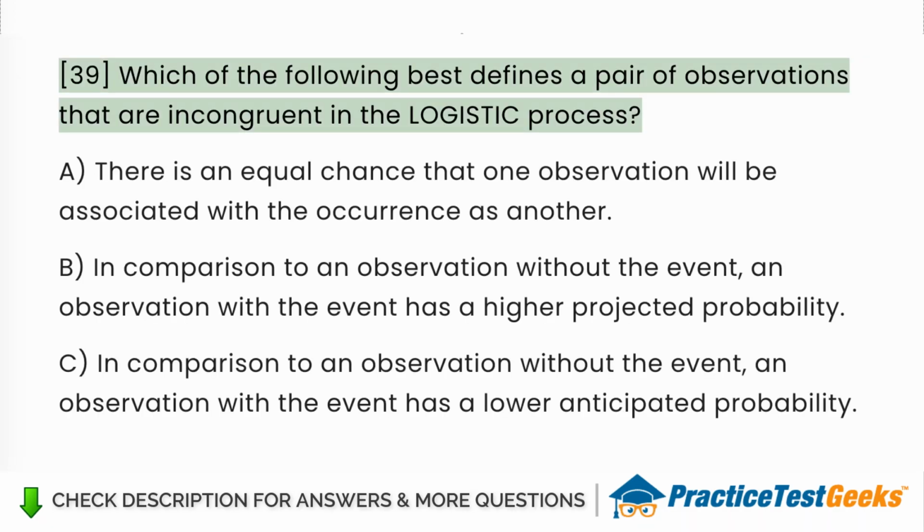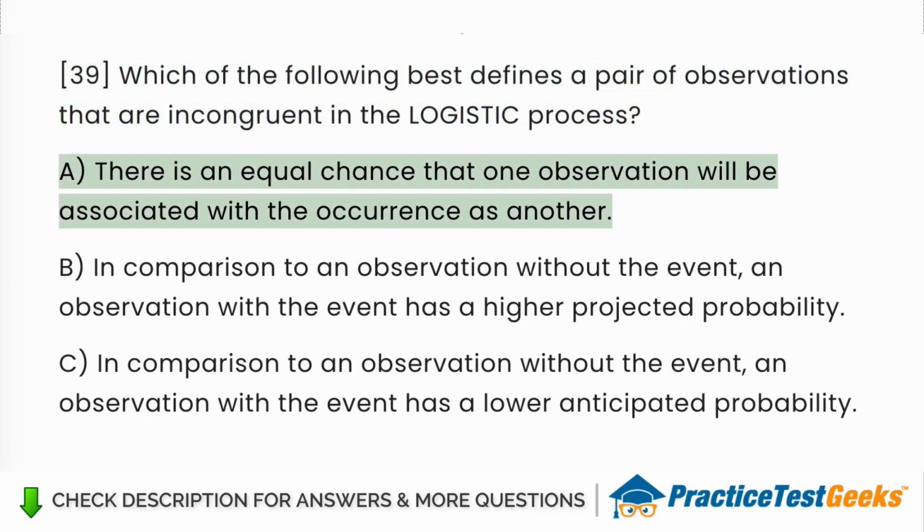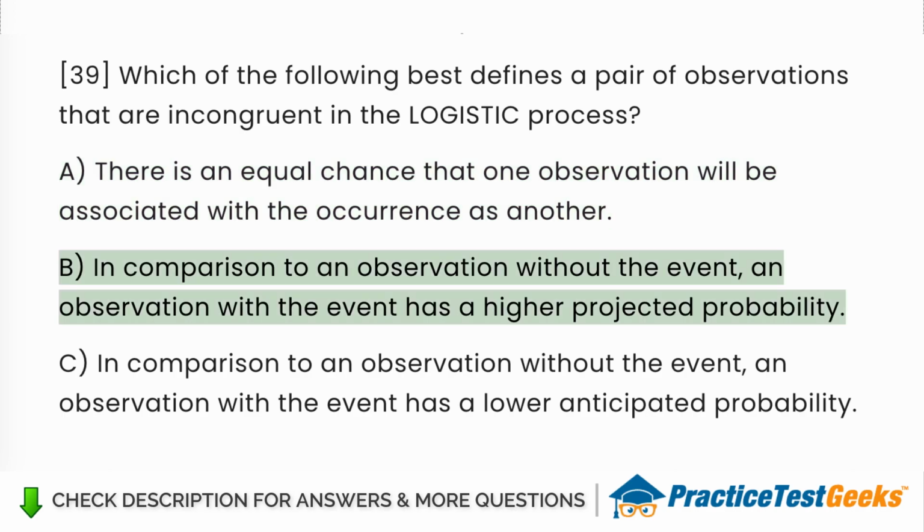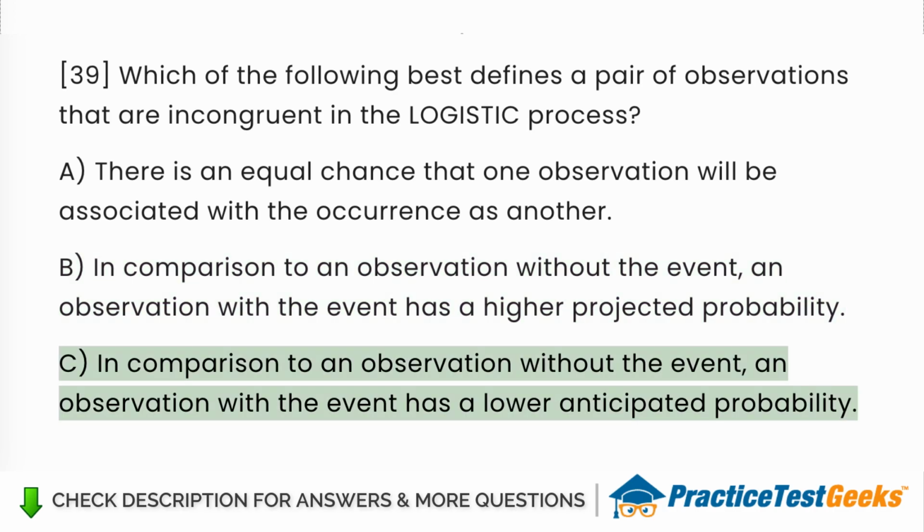Which of the following best defines a pair of observations that are discordant in the logistic process? A. There is an equal chance that one observation will be associated with the occurrence as another. B. In comparison to an observation without the event, an observation with the event has a higher projected probability. C. In comparison to an observation without the event, an observation with the event has a lower anticipated probability.